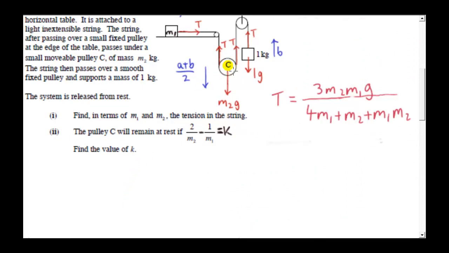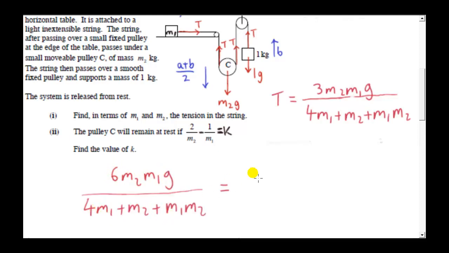Okay, next we're going to look at the condition for the pulley to be at rest. Well, if the pulley is at rest, the upwards forces on the pulley must equal the downwards forces. Well, the upwards forces are 2T. Okay, so the upwards force is twice this. So that's 6 m2 m1 g over this denominator, and it must equal the downwards force, which is the weight of the pulley. That's its mass m2 times g.